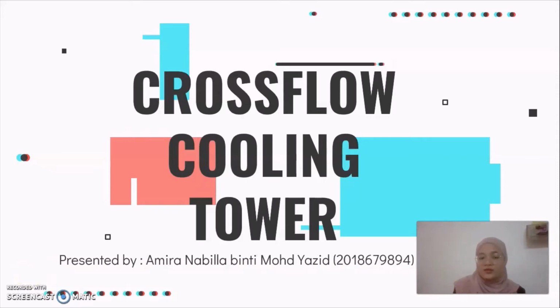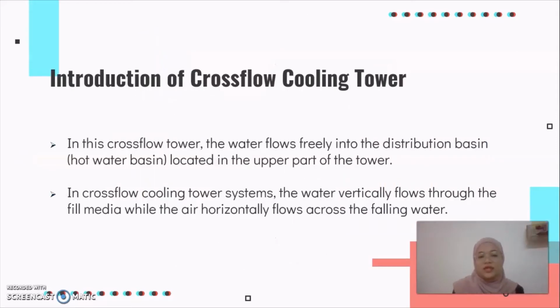So today I would like to present about the type of cooling tower, which is cross-flow cooling tower. So we move to the introduction of cross-flow cooling tower. In this cross-flow tower, the water flows freely into the distribution basin, which is the hot water basin located in the upper part of the tower. In this cross-flow cooling tower system, the water flows vertically through the fill media, while the air flows horizontally across the falling water.